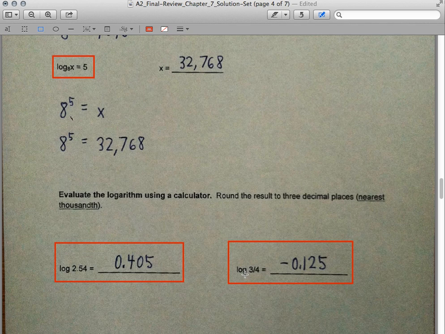Similarly, this is asking us for log of 3/4 or log of 0.75. Again, there is no base stated, so it is assumed that it is base 10, and this is essentially asking 10 raised to what power produces 0.75. Rounded to the nearest thousandths is negative 0.125. 10 raised to the negative 0.125 power produces 0.75 or 3/4.